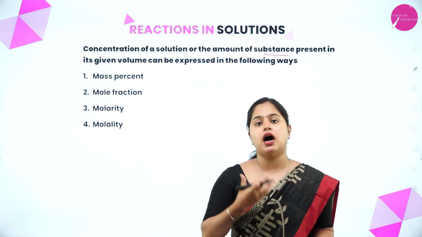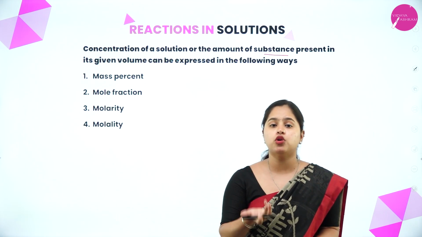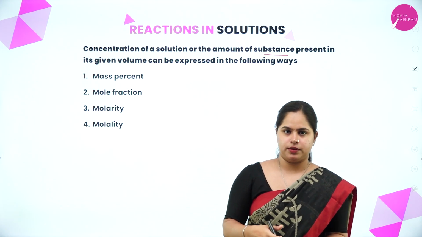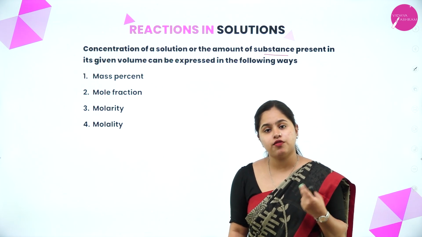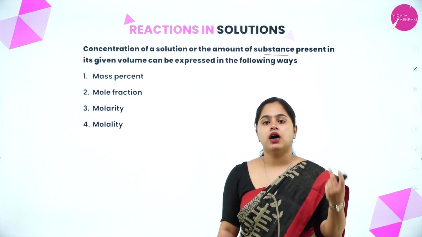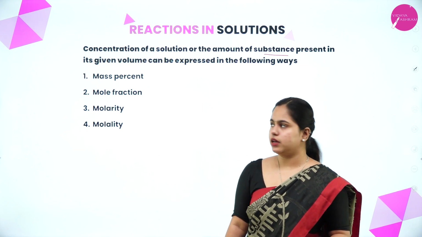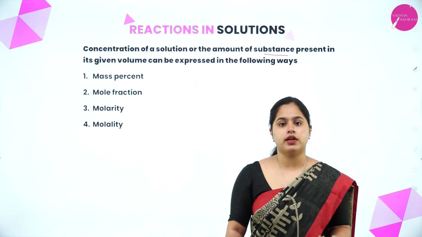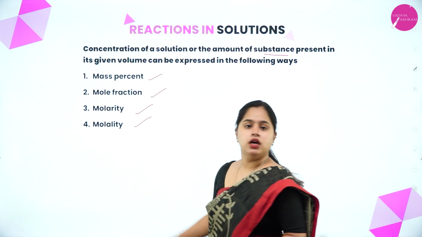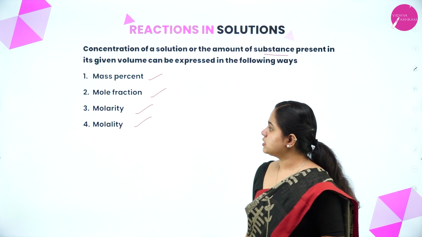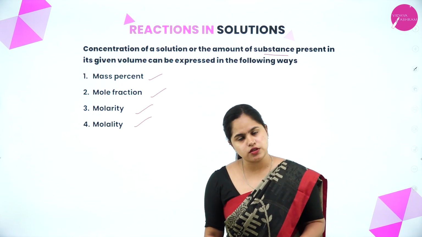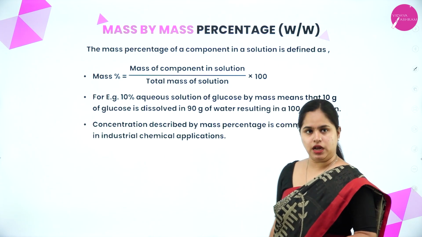So it's basically the amount of substance, that is the amount of solute present in a given volume of your solvent, right? So there are different ways in which you can express this concentration, or you can calculate your concentration, right? So we will be studying about 4 terms here, that is mass percentage, mole fraction, molarity and molality. Okay, so these are the 4 ways in which you can calculate the concentration of your solution. So let's begin with the first one, that is mass percentage.